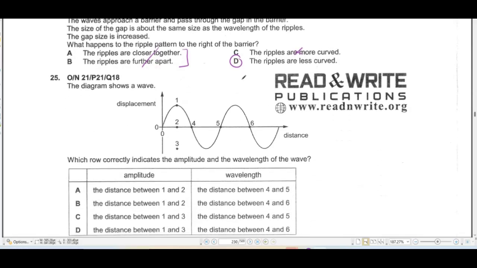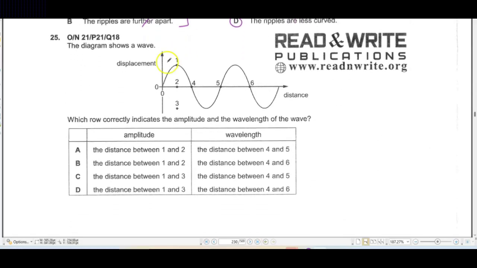Okay, question number 25. The diagram shows a wave. Which row correctly indicates the amplitude and the wavelength of the wave? Okay. Amplitude is the distance between 1 and 2. Yes, this is correct. And the wavelength is between 4 and 5? No, this is not correct, so this is not the correct option. It is the distance between 4 and 6. So amplitude is the distance between 1 and 2 and the wavelength is the distance between 4 and 6. So B is our correct option.